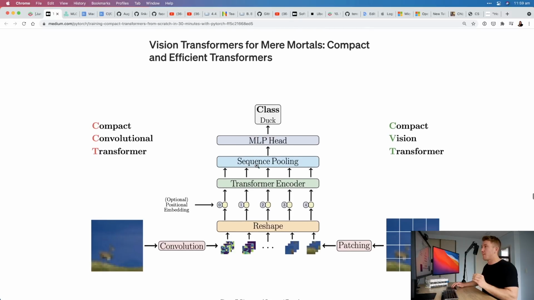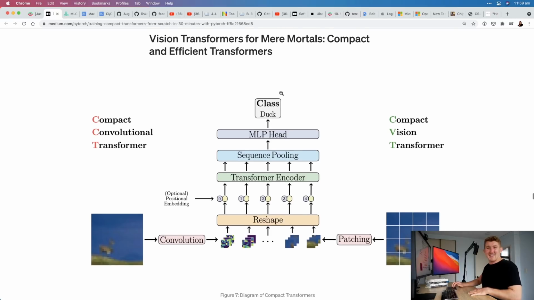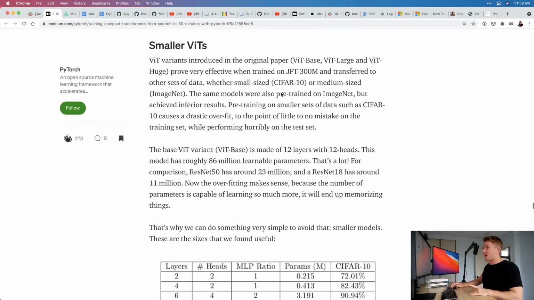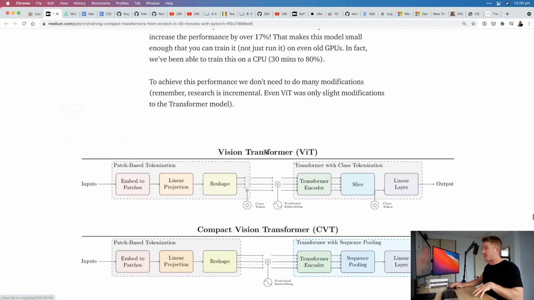Here we go. Vision transformers for mere mortals, compact and efficient transformers. This is my favorite kind of research. Oftentimes you read a research paper and it's like, yes, we trained this state-of-the-art model, but it took 300 TPU days or something like that across 240 TPUs. I don't have that. I have a GPU and I have a Google Colab. So I like the fact that the researchers have allowed us to train.